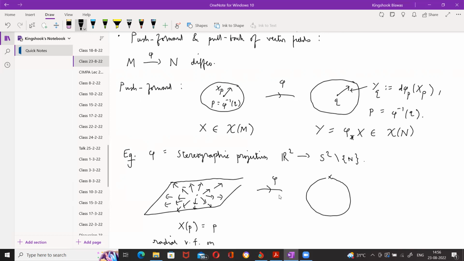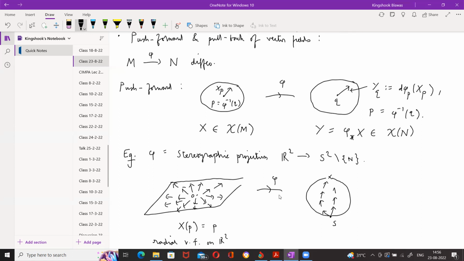On R2. Would it look like all those longitudes, those that join North Pole to South Pole? Those are the longitudes. Exactly. Moving towards the North Pole. That is exactly. So 0 goes to the South Pole. And so the vector field will point from the South Pole to the North Pole along longitudes, right?